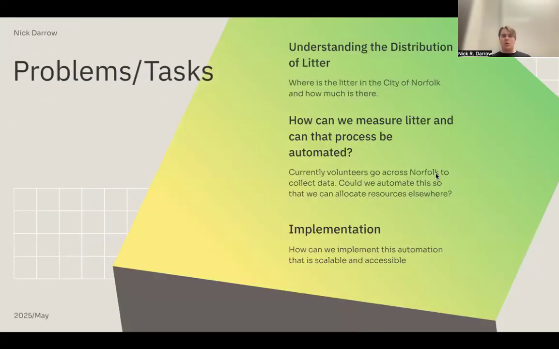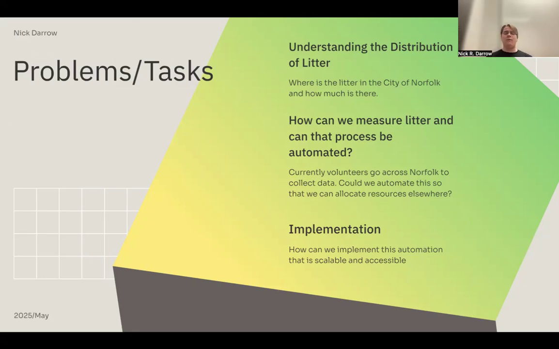Some problems ahead of us is understanding the distribution of litter. This problem is actually pretty well answered. Where is the litter in the city of Norfolk and how much is there? How can we measure litter and can that process be automated?